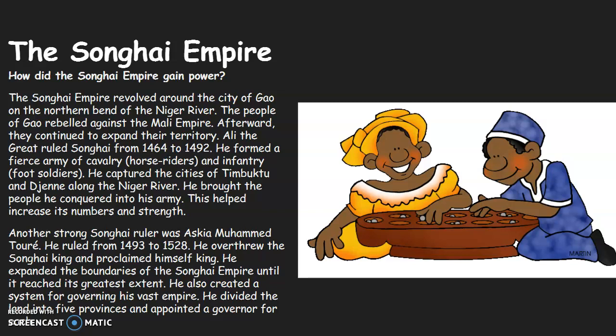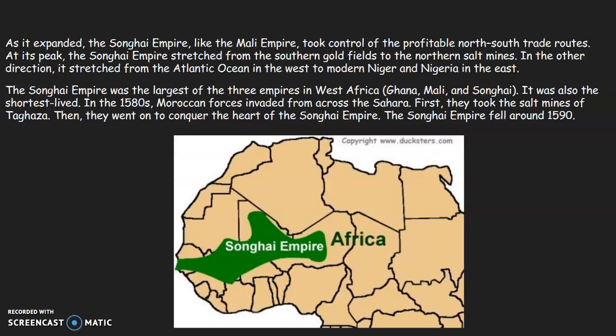Another strong Songhai ruler was Askia Muhammad Touré. He ruled from 1493 to 1528. He overthrew the Songhai king and proclaimed himself king. He expanded the boundaries of the Songhai Empire until it reached its greatest extent. He also created a system for governing his vast empire. He divided the land into 5 provinces and appointed a governor for each.